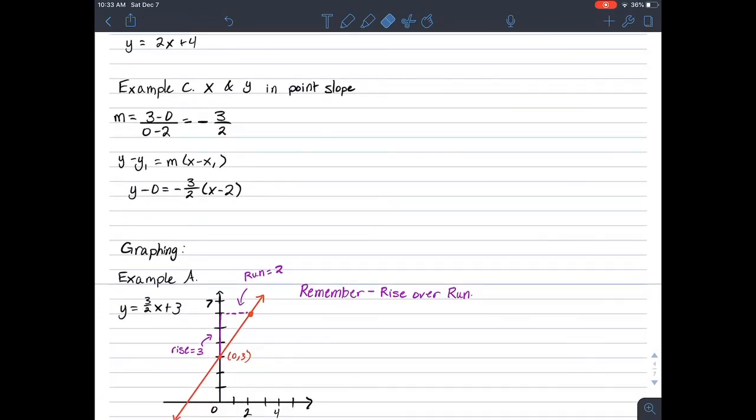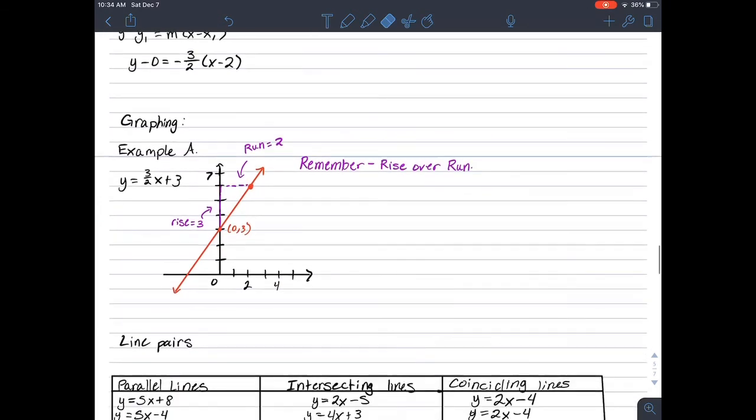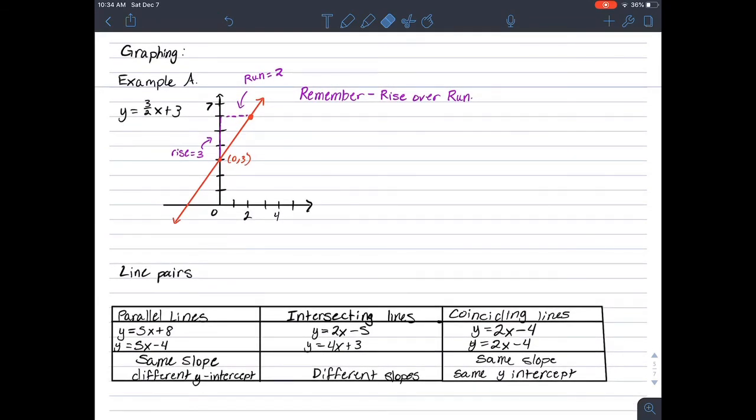Example C, x and y in point slope. M equals 3 minus 0 over 0 minus 2, which equals negative 3 over 2. Y minus y1 equals m times x minus x1, so y minus 0 equals negative 3 over 2 times x minus 2. Graphing. Example A. We see that y equals 3 over 2x plus 3. We need to remember rise over run, so we go to 0, 3, rise 3, and run 2.